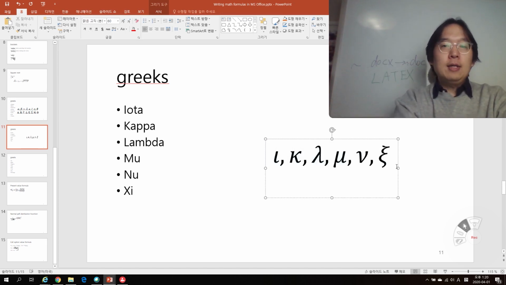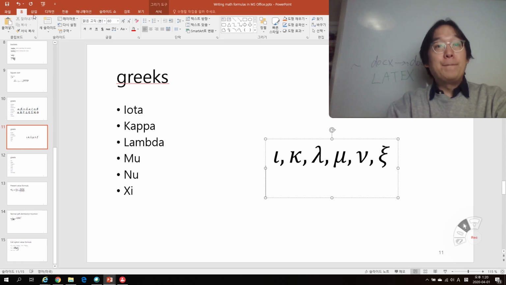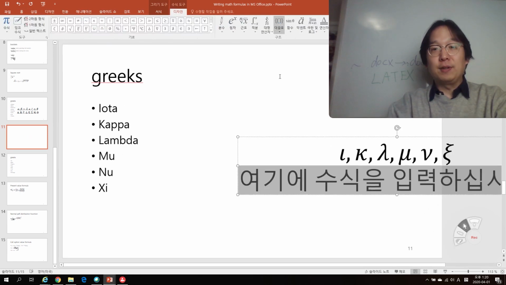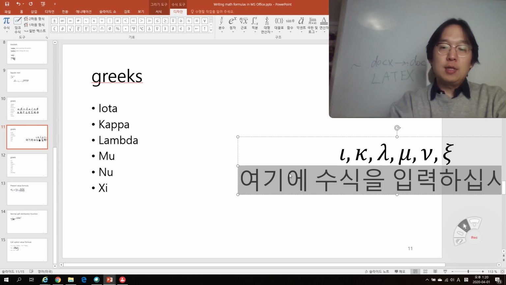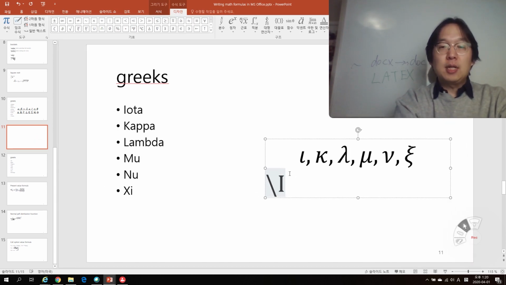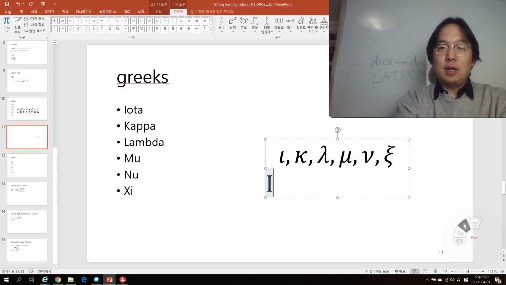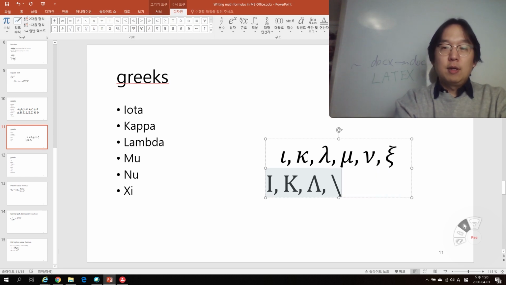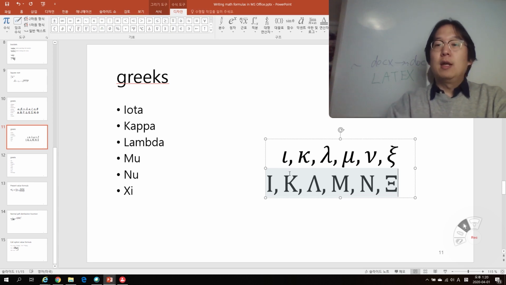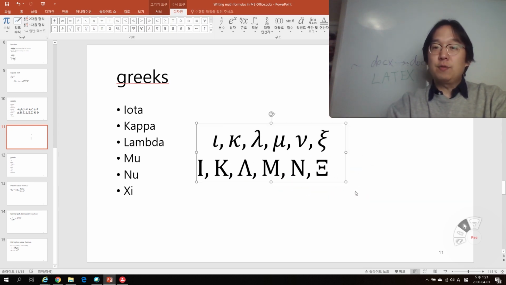Right? And then let me give you the big capital letter Greeks over here. So let's see. First thing is iota, that's I, and kappa, and then lambda, and then big mu, M, big nu, N, and then big xi, right? And that looks like this. Xi looks kind of interesting.